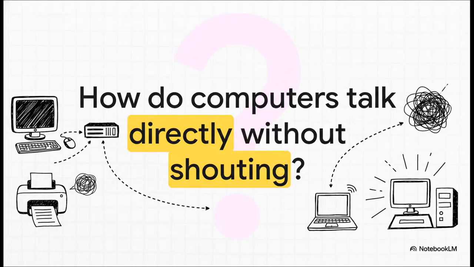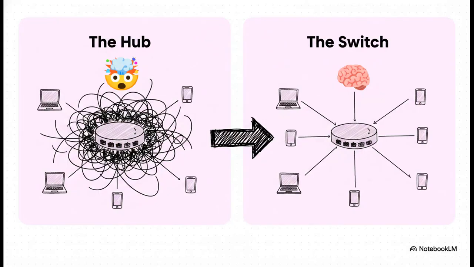So let's start with a really basic question. Think about it. When you're in an office and you hit print, how does your computer send that document only to the printer? How does it avoid just broadcasting it to every single phone, laptop, and server on the network? What's stopping it from just shouting into the void and hoping for the best? Well, the answer really lies in this massive upgrade from an old, inefficient device called a hub to the much smarter network switch. Now, on the outside, they can look almost identical, but trust me, what's happening on the inside is a whole different world.